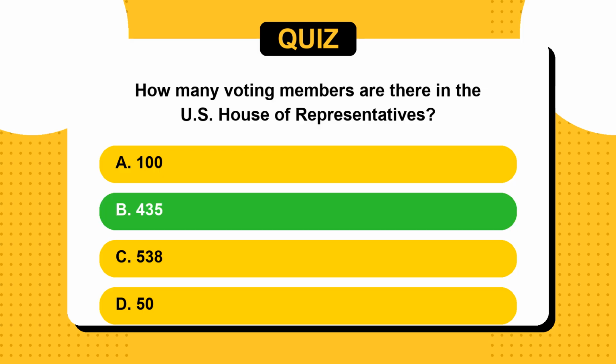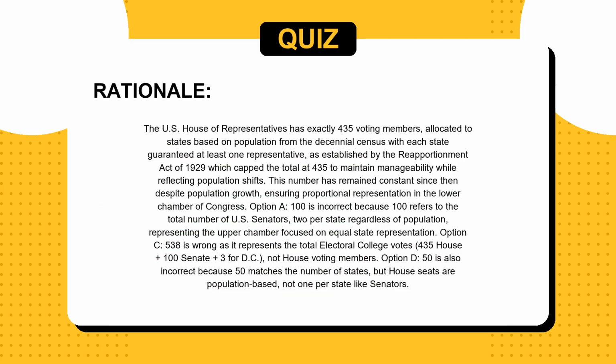The answer is B. The U.S. House of Representatives has exactly 435 voting members, allocated to states based on population from the decennial census, with each state guaranteed at least one representative. As established by the Reapportionment Act of 1929, which capped the total at 435 to maintain manageability while reflecting population shifts. This number has remained constant since then despite population growth, ensuring proportional representation in the lower chamber of Congress.